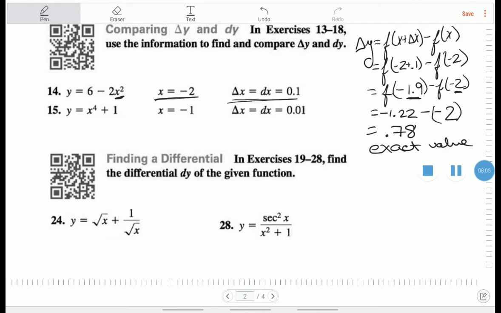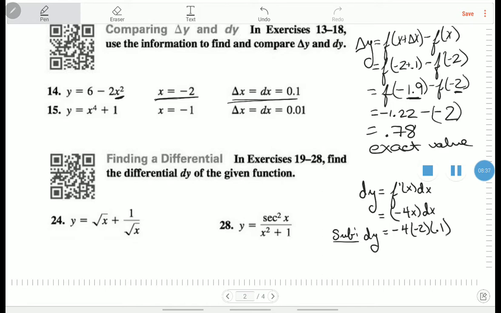Now let's look for that approximate. So to find the approximate, we need to find dy. dy by definition is f prime of x dx. So now we're using the idea of a differential. If we were to take the derivative of this function, we would get negative 4x. So then if we substitute in everything we know, that approximate value would be negative 4 times negative 2 times 0.1. And if we were to compute that, we would get 0.8. So this is our approximate change in y.